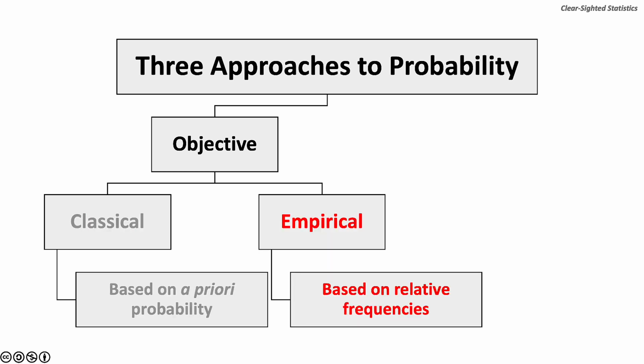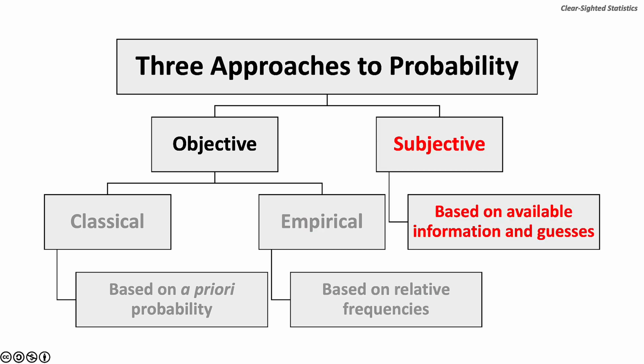Empirical probability is the second objective approach to probability. Empirical probability is based on relative frequencies of an event. With empirical probability, the probabilities are found a posteriori, or after the event. Subjective probability is based on available information, hunches, and guesses, not objective facts like classical and empirical probability.